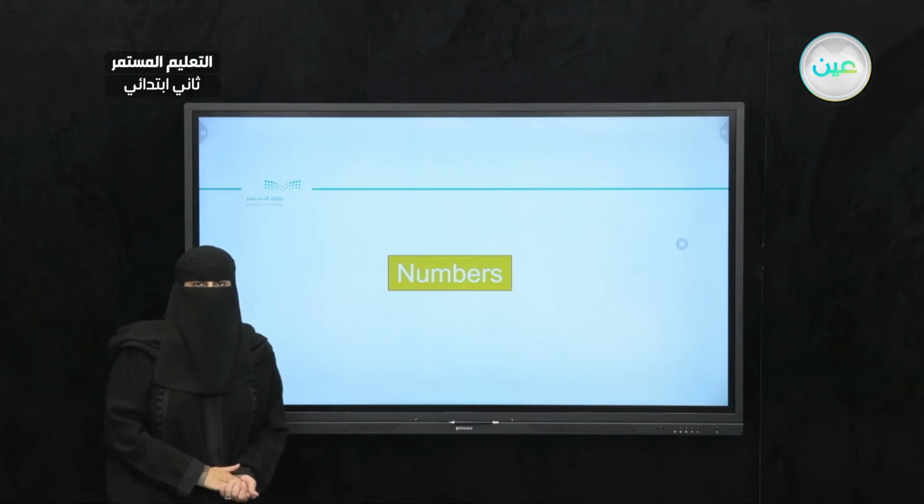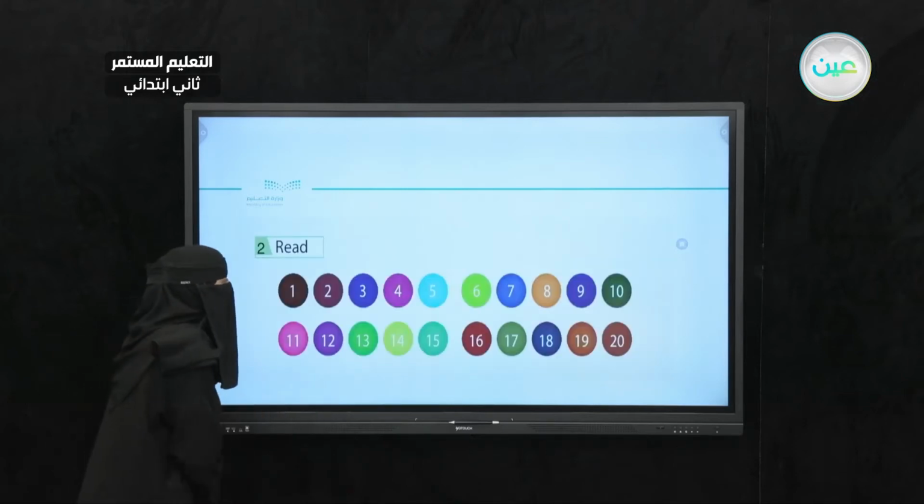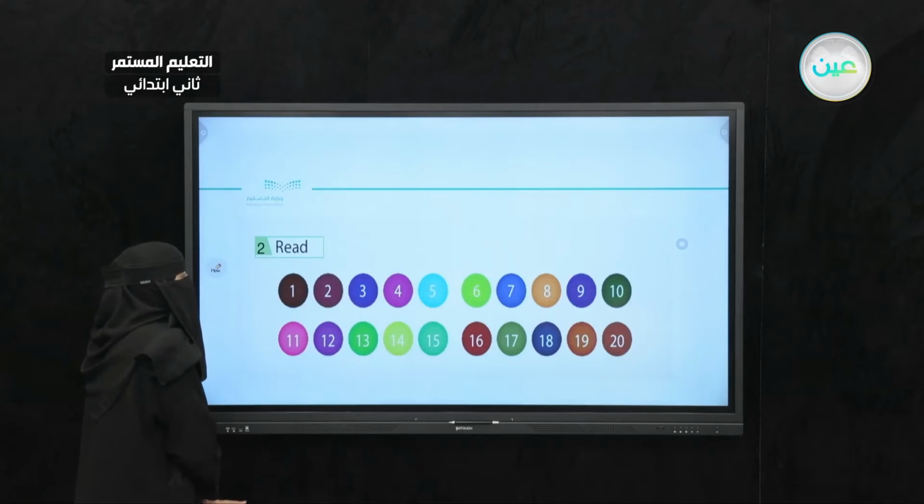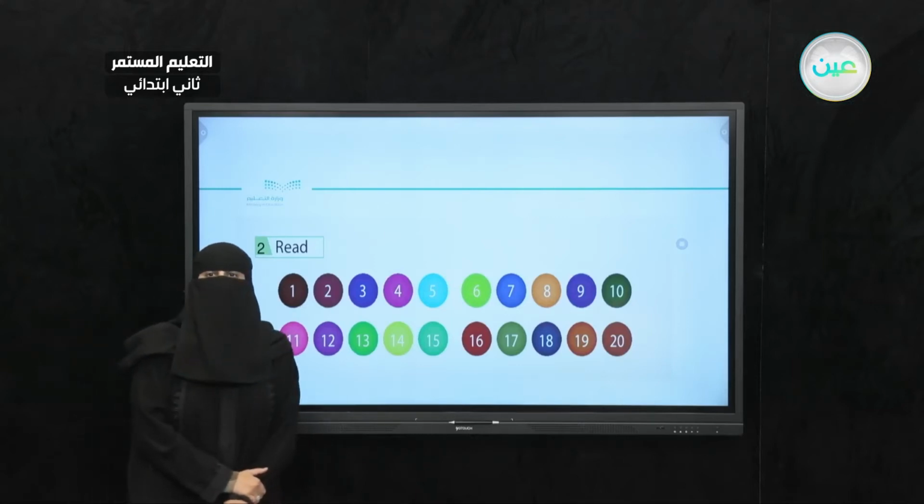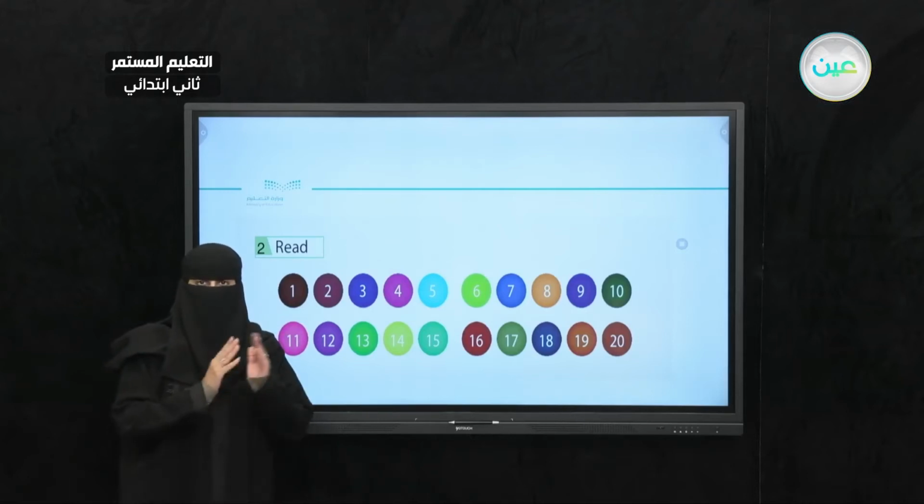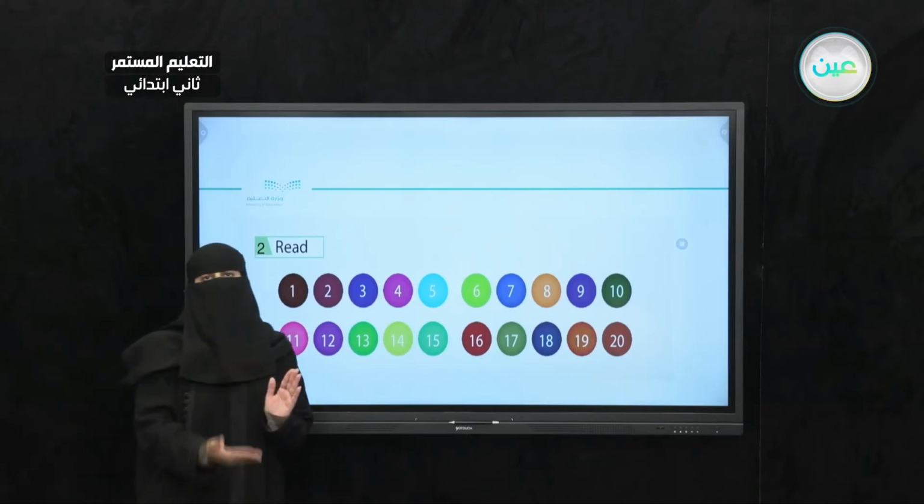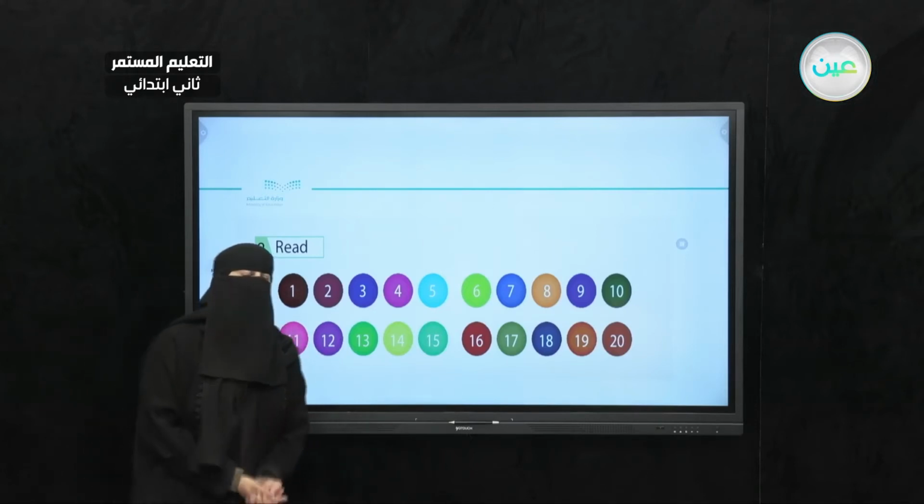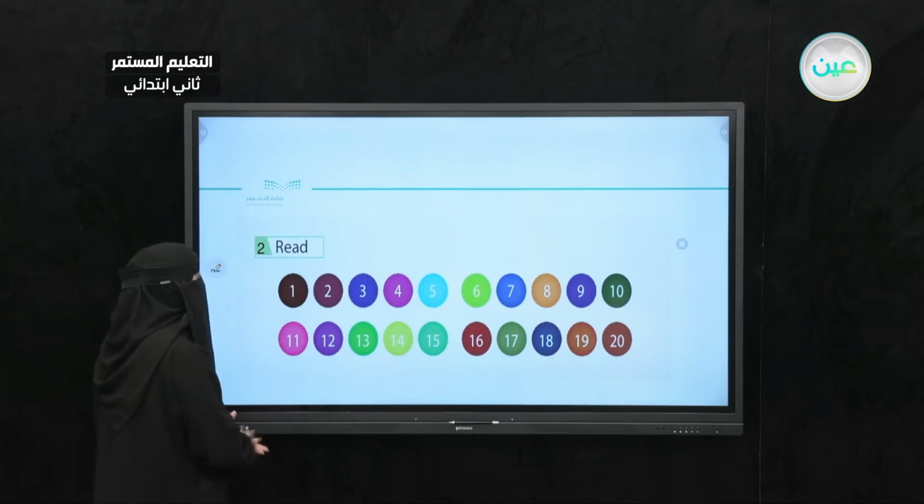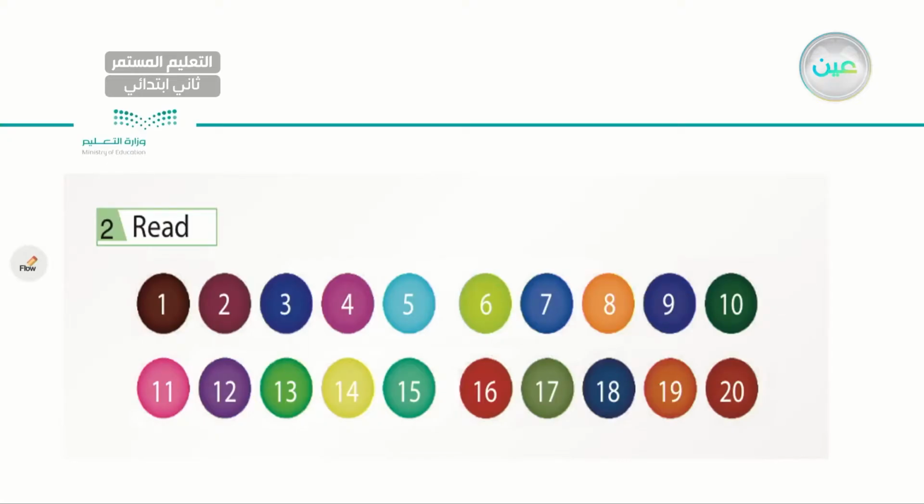What do I mean by numbers? Why numbers are important? As you can see here, I have all the numbers starting from number 1 till number 20. I know you can say them by now on your own, but let me say it first, repeat them after me, and then I will ask you to repeat it on your own. So let's start. Number 1, 2, 3, 4, 5, 6, 7, 8, 9, 10.